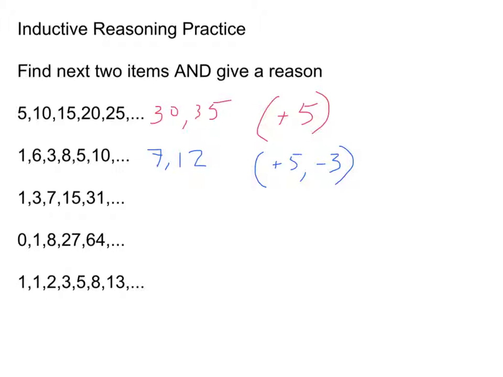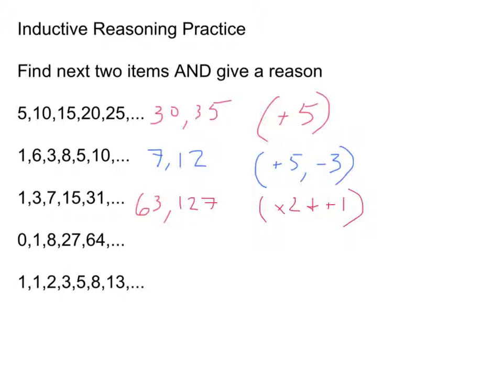Okay, the next one, 1, 3, 7, 15, 31. The next items in the sequence are 63 and 127. Reasoning behind that, what it is times by 2 and add 1. The times and the plus sign look exactly the same. Alright, so we times by 2 and add 1 to every single term.